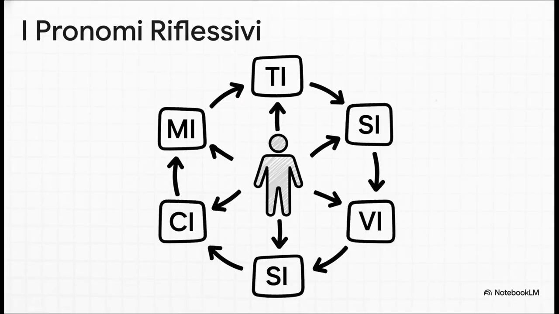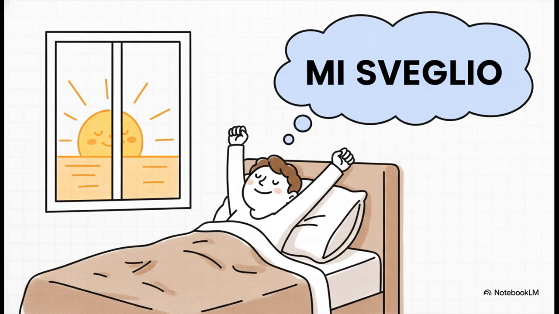And of course, every subject, I, you, he, she, gets its own special little pronoun. You've got mi for myself, ti for yourself, si for himself or herself, and so on. These little guys are so important, and they have one simple rule. They always go right before the verb. And once you know them, you can talk about all your daily routines. Let's tell a little story, like a morning routine.